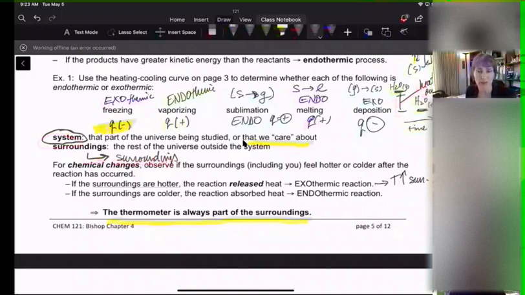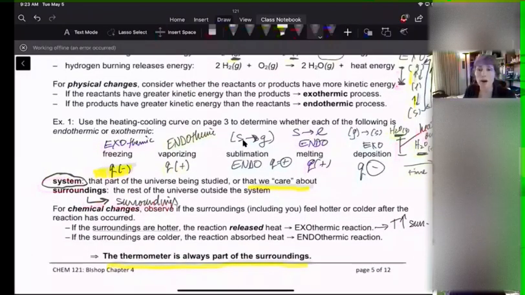We cook with them, right? We burn wood to get heat out to warm our homes or our food. So heat released means that the surroundings get hotter. If the surroundings get colder, then the system is drawing heat out of the surroundings. And so the system is going to gain that energy, just like moving up on the diagram.